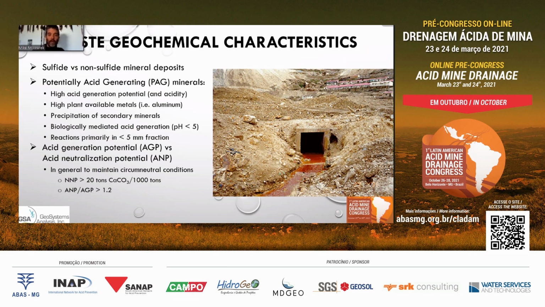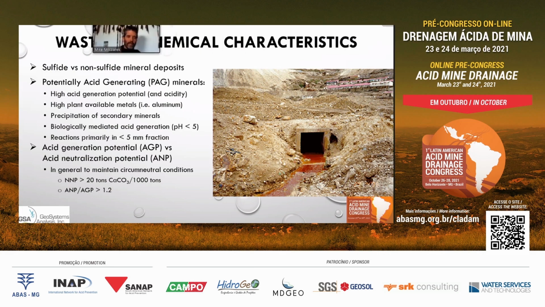The other thing to consider also is that if you can stay ahead and keep water out of the system before the pH starts to drop below 5, then you're going to be much better off, because once the pH drops below 5 in your waste materials, the acid generation starts to become biologically mediated, and the rates of acid generation go up by orders of magnitude.